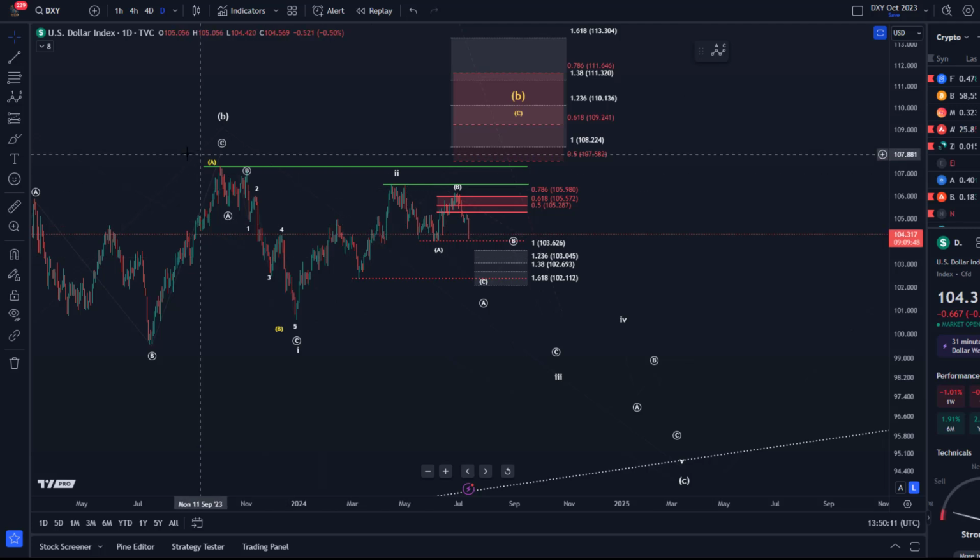Problems with this structure. This move down is likely an ending diagonal. So I'm talking about the larger C wave. It's likely an ending diagonal, which means we have to be ready for choppy price action. The move to the upside here in wave 2, while it didn't invalidate the C wave to the downside, moved up a little bit too high.